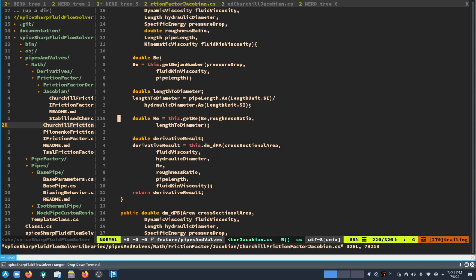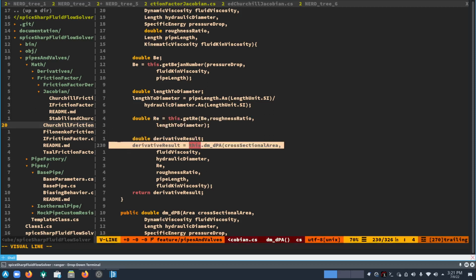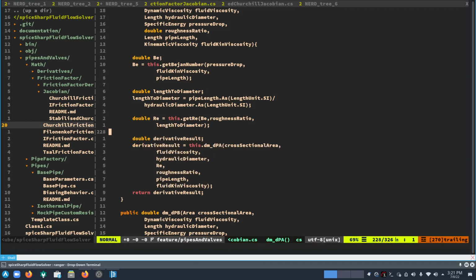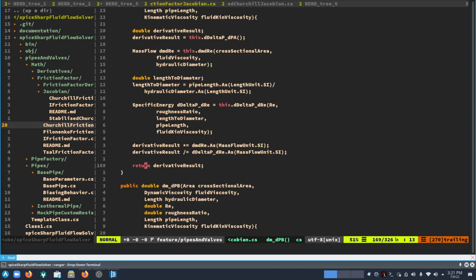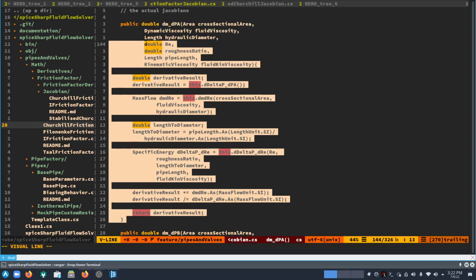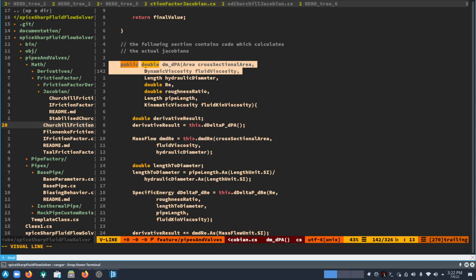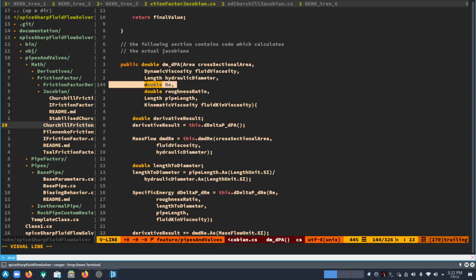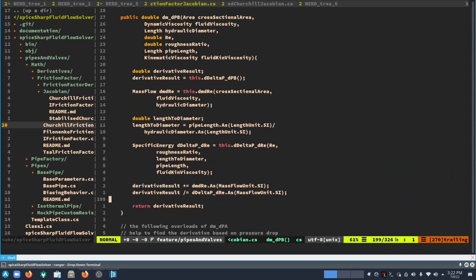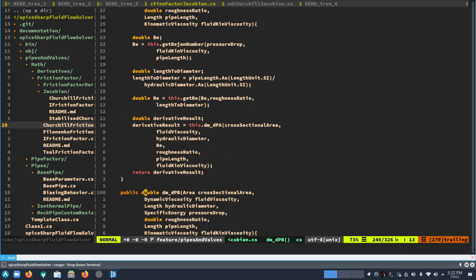So this is how the Reynolds number part is gotten. And then I will have the derivative result. I will just use this function, this dot dmdPA, meaning I will be calling this specific function right here, with all the work done, using the Reynolds number as an input. And then I will calculate things out and return the derivative result as a double. So this is how we calculate the dmdPA and the dmdPB.